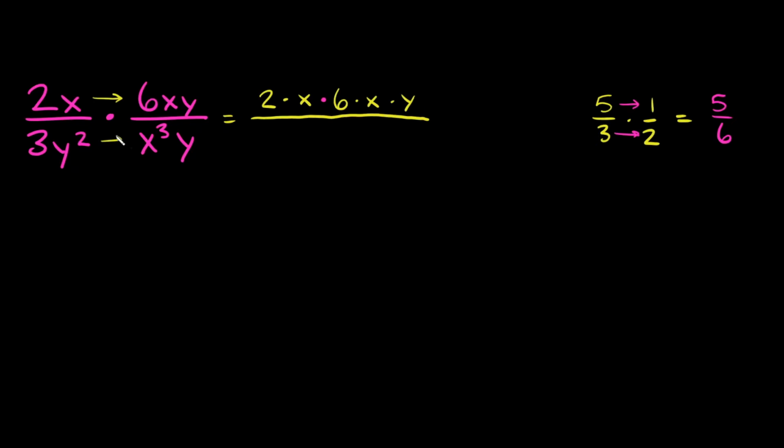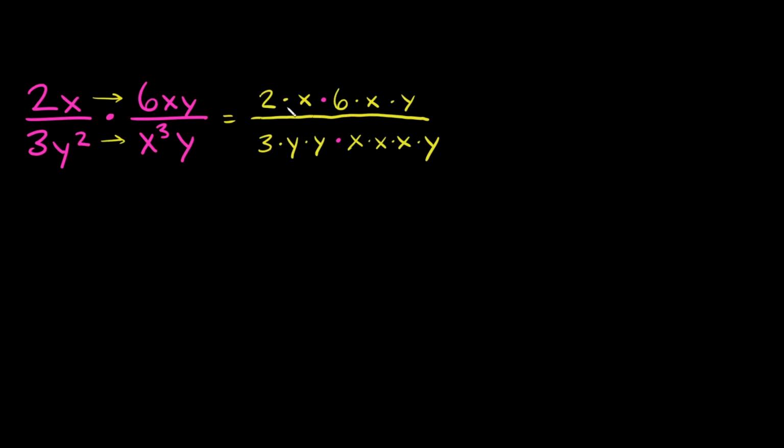Now let's multiply the bottom together. So here we have 3y squared. So first of all, we have 3 times, and then y squared, that's the same thing as y times y, right? So times y times y. And then we're going to multiply that by this other term, x cubed y. So this is the same thing as x times x times x, right? We have 3 x's, and then just a single y, right? So x times x times x, and then the single y.